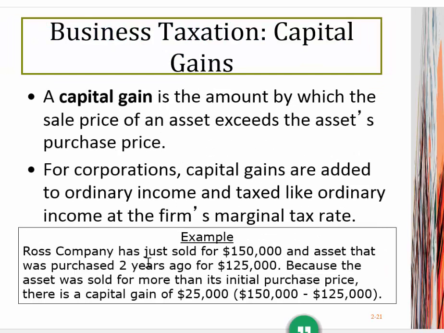Ross company just sold for $150,000 an asset that was purchased 2 years ago for $125,000. So they've made $25,000 in profit because it was sold for more than its initial purchase price. There's a $25,000 capital gain. But again, that is added to the ordinary income, and then they pay taxes at the marginal tax rate.